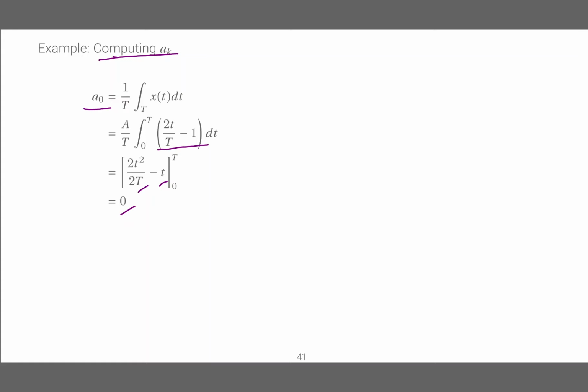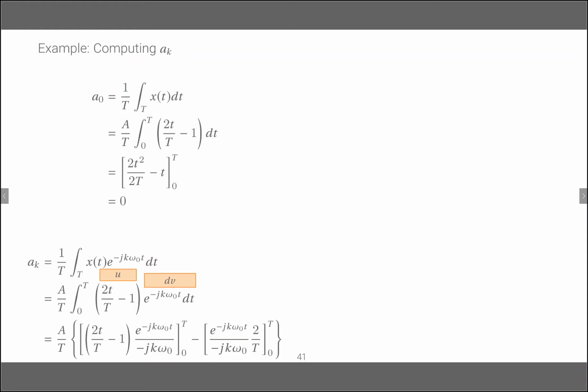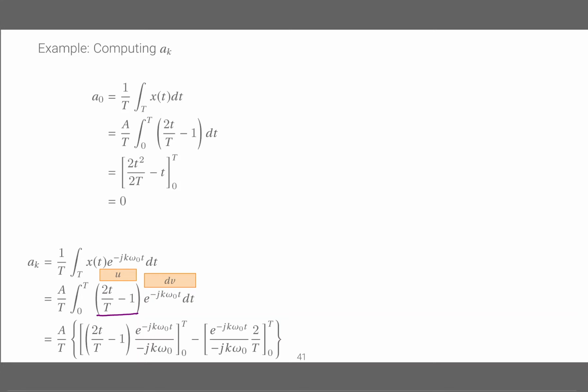Okay. Now we need to find the ak's. So ak is equal to 1 over T integral of x(t) e to the power of minus jk omega naught t dt. So we substitute for x(t) this value, 2t divided by T minus 1, e to the power of minus jk omega naught t. So we have to use integration by parts. Take this as u, take this as dv.